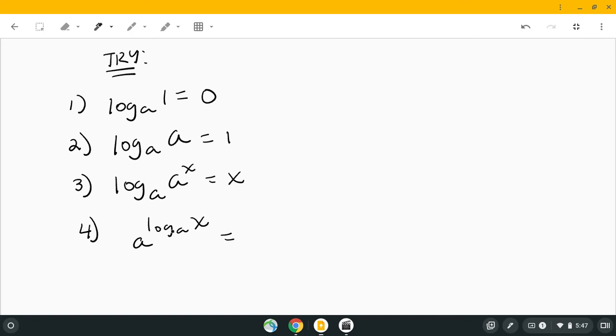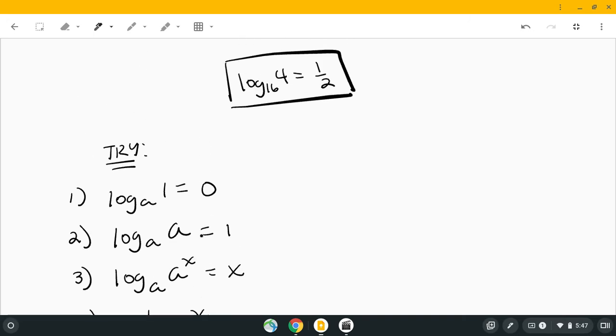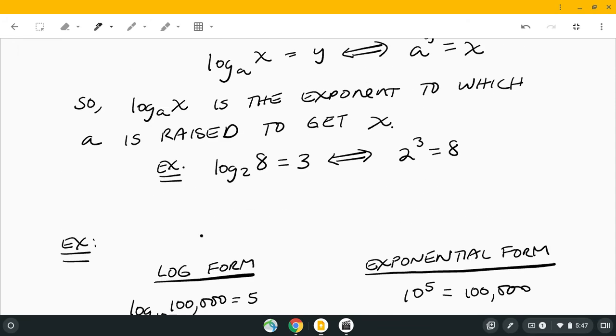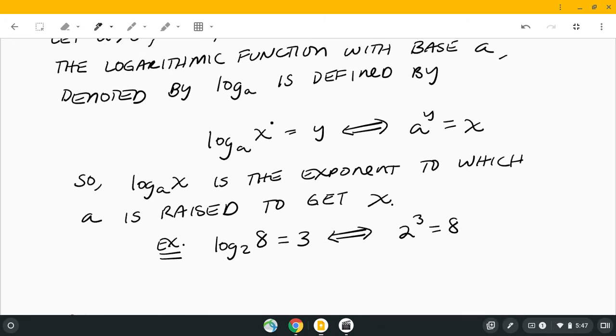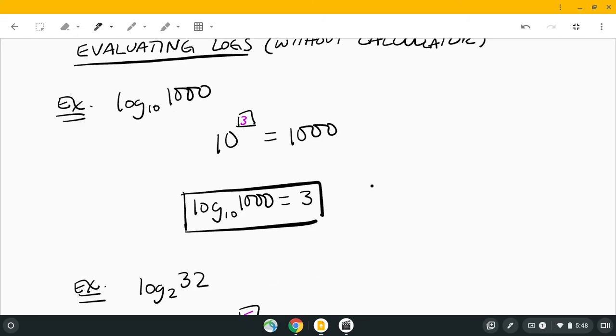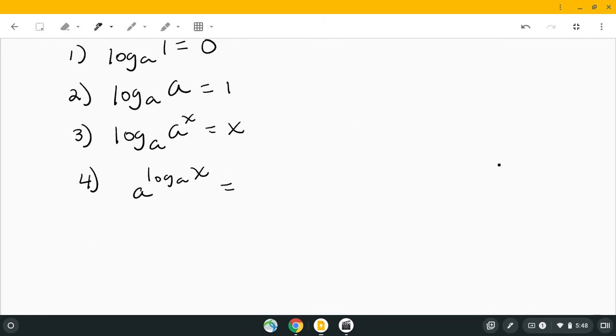All right, so this one here, this is what the definition of the log was saying way up here. Where is it? Right here. Remember, log base a of x is the exponent to which a, the base, is being raised to get x. So over here, this one is actually equal to x.